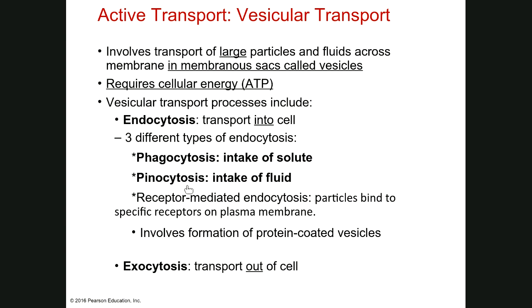Pinocytosis. Pino means to drink. So here we're going to take in some sort of a fluid. The third type we are not going to deal with. It's much more complicated, but you know it exists. It's called receptor-mediated endocytosis. So basically something is going to bind to a receptor on the plasma membrane, and then the plasma membrane, again, will envelop that and bring it in. This is a really detailed and specific one that we're really not going to go into.